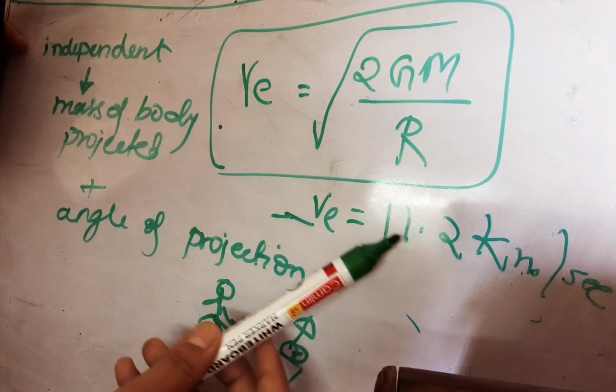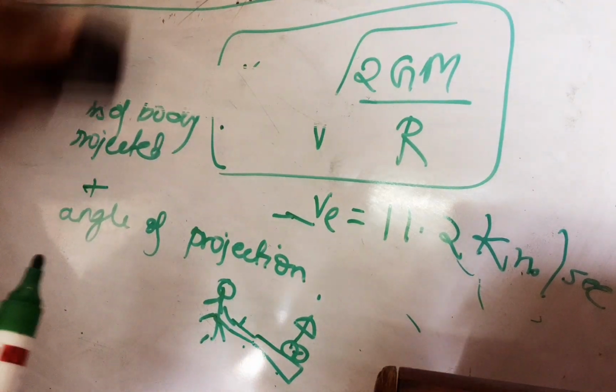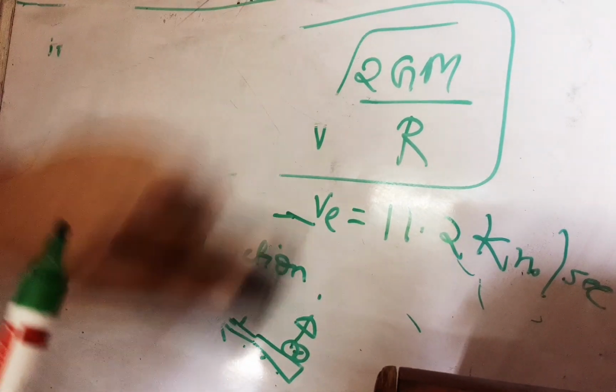That should be 11.2 kilometers per second. In one second it should cover 11.2 kilometers. So this is not humanly possible. It is only possible through machines. Don't ever try to put a shot of 11.2 kilometers per second.